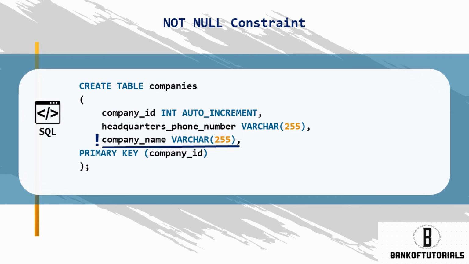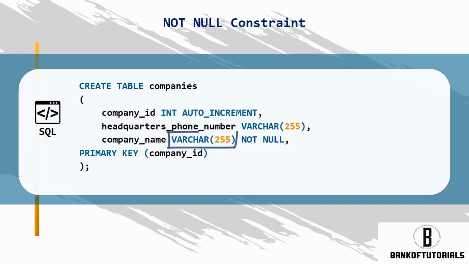Therefore, when creating this table, after the row corresponding to this column, we must specify the data type, which is varchar 255. Then add the not null constraint. By doing this, we ensure there will be no missing data in the company name column.